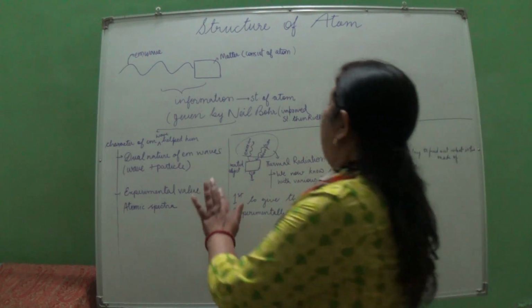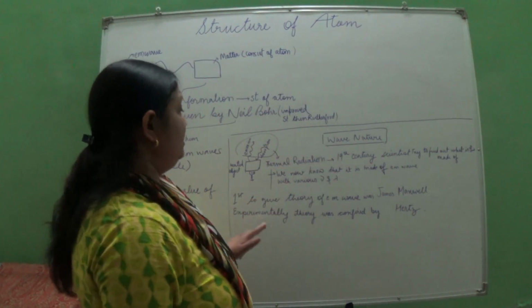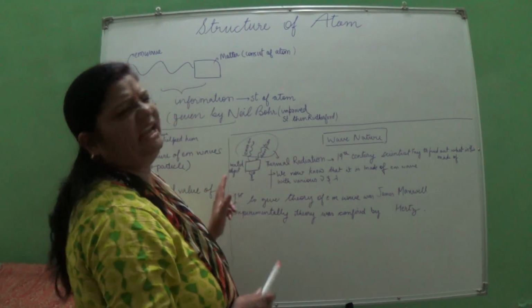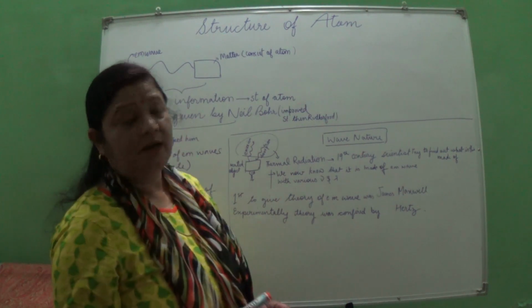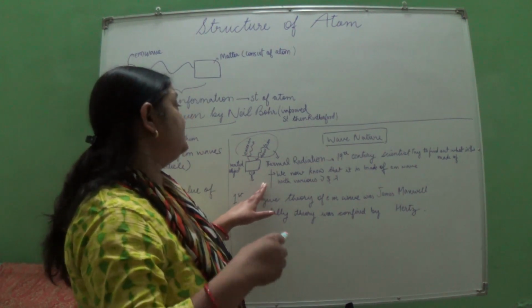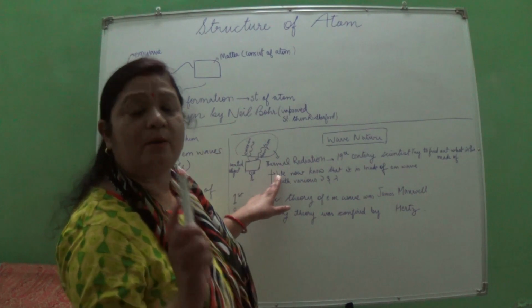Now, in order to understand this wave nature of electromagnetic radiation, what we need is you take an object and you heat it. What will happen? It will either emit or absorb radiation. And as this is emitted or absorbed, where heat is used, it is known as thermal radiation.